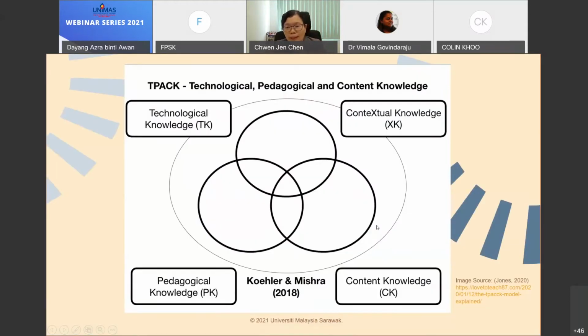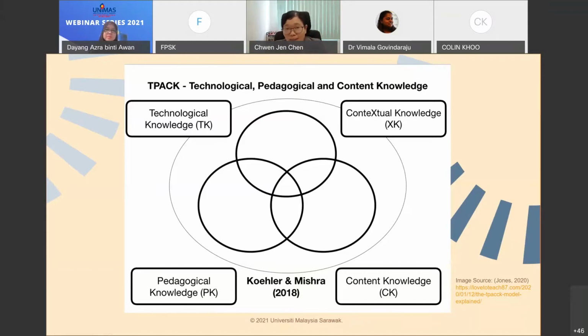Now, in 2018, about 11 years later, Koehler and Mishra added another knowledge domain. According to them, it's not enough to only have the content, pedagogical, and technological knowledge, but it is also important to include the contextual knowledge. Contextual knowledge here is basically the knowledge about the context, for example, your students' condition, your faculty policy, your university policy, or even the national policy requirements, or even the global trending.